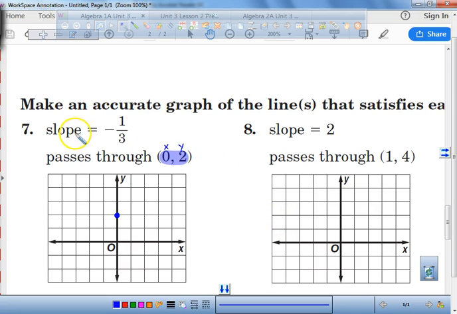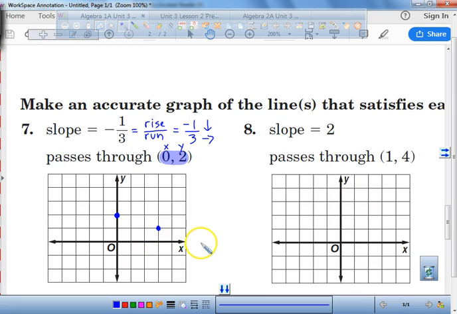The next thing we're going to do is we're going to look at the slope. Just remember, the slope always refers to the rise over the run. So what is our rise? It's going down 1 and over 3. So you're going to go down 1 and you're going to go over 3 to the right. So from this point, you're going to go down 1 and over 3.